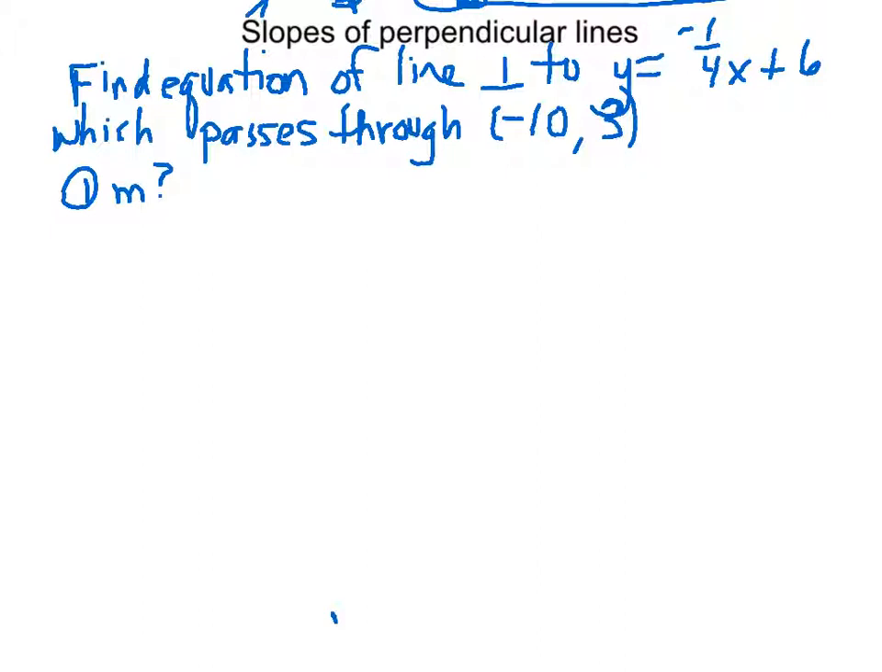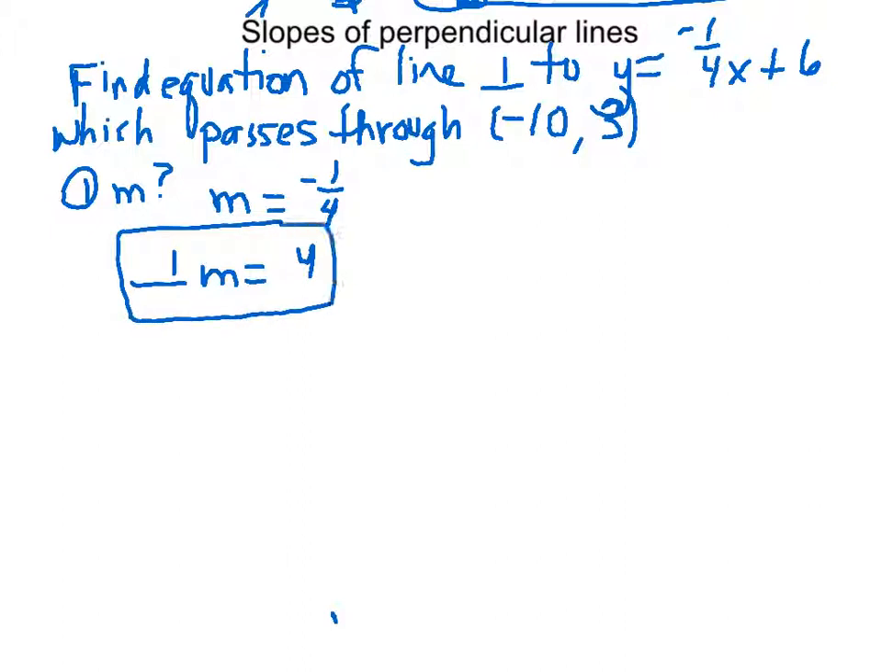Alright, so in the equation that they gave us, our slope is -1/4. So our perpendicular slope is, flip that upside down. We can write it as 4 or 4/1. -1/4 was negative, so ours is going to be positive. So there's our slope.